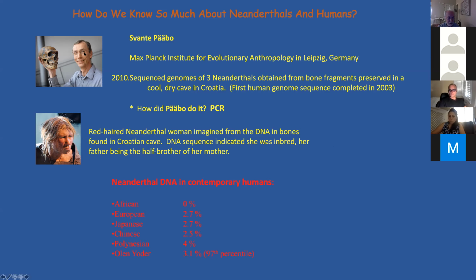This is a picture of Svante Pääbo. Here's a picture of a red-haired Neanderthal woman, imagined from the DNA and bones found in one of the Croatian caves. By analyzing the DNA sequence, it could be determined that she was inbred. Her father and mother were half-siblings.